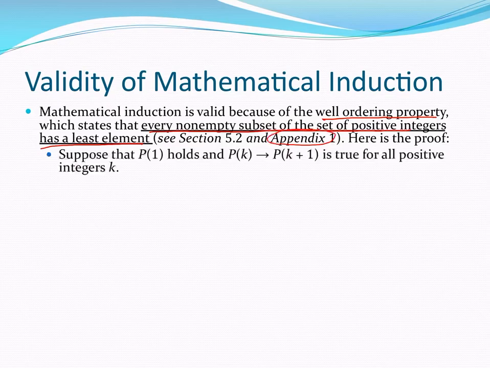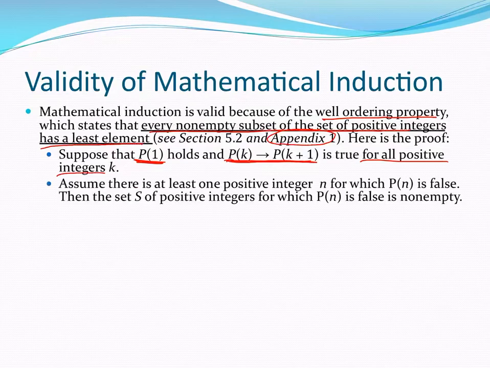What we're going to do is assume both of the hypotheses for the mathematical induction logic. The basis case is true, and the inductive step is true for all k. And then we're going to assume that there is at least one element such that P of n is false in the positive integers. So we're setting up a contradiction.